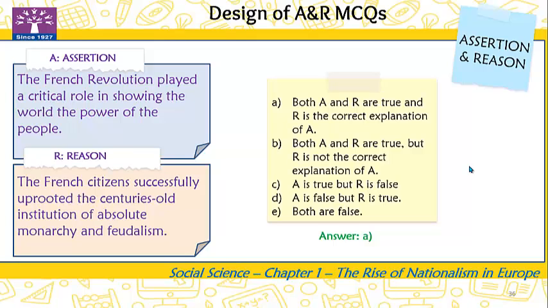Let's move on to introduce you to different other types of MCQs that you can use in your paper for the design of questions.